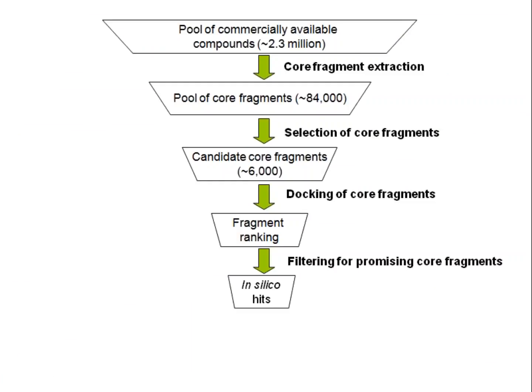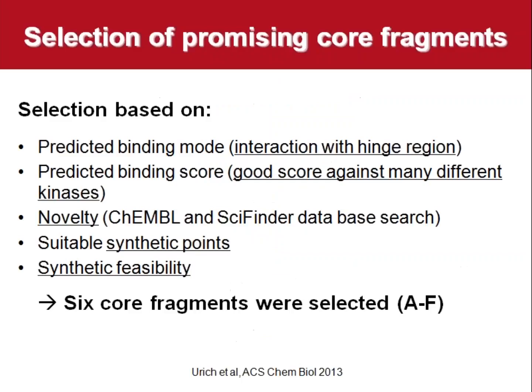Okay, then we had to filter them and had to shortlist which of the fragments we actually wanted to work with, and then come up with a synthetic route to synthesize and to test them. So how did we select the fragments we worked with? They had to have a promising binding mode, so they had to interact with the hinge region in a certain pattern. They had to have a good score against many different kinases. They should be novel, so they should not have reported kinase activity in either ChEMBL or SciFinder databases. And they should have suitable synthetic points to introduce diversity, and they should be synthetically feasible.